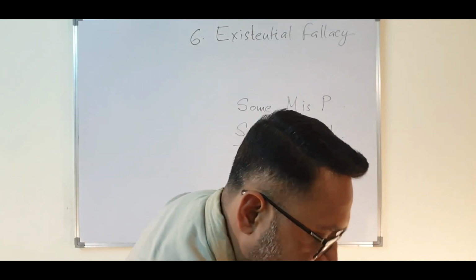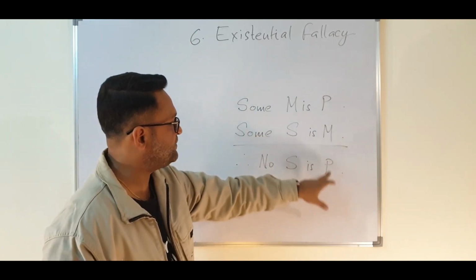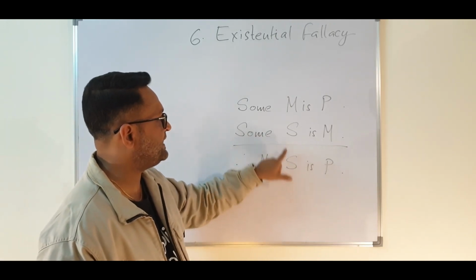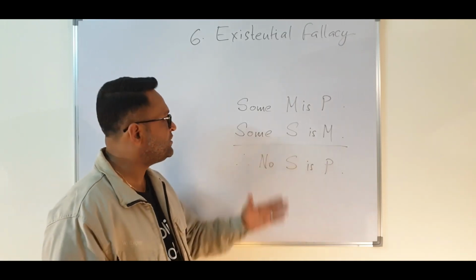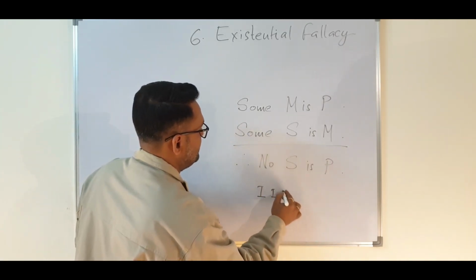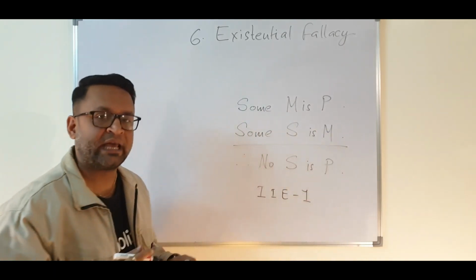Now, we know that it has three terms: one is M, one is P, and one is S. And it is a standard form categorical syllogism, because you can see that the S term is here and the P term is here. So it takes care of all these things. You can also name it. It is I, E, and this is the first figure, right? So we can also name it.